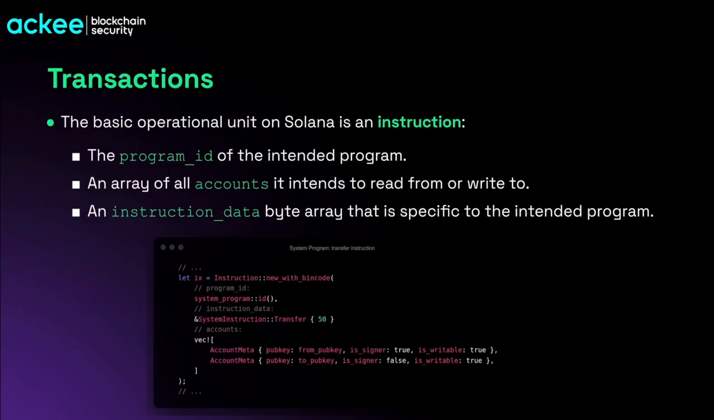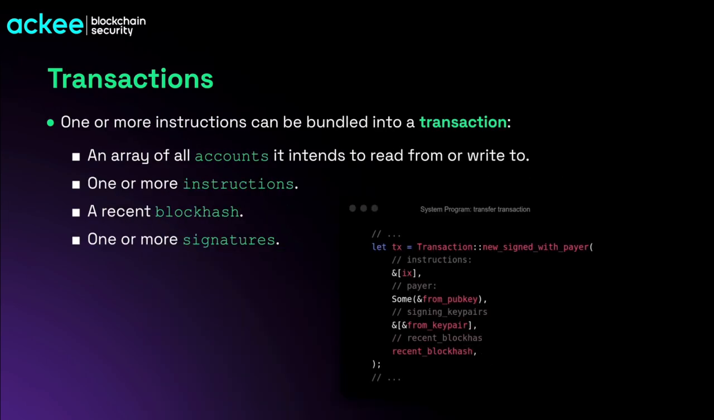The basic operational unit on Solana is called an instruction. An instruction usually contains the program ID of the intended program we're calling, an array of all accounts we intend to read from or write to, which ties to our previous chapter about accounts. We're essentially supplying some form of user data to the called program, and the instruction data, which is a byte array that is specific to the intended program.